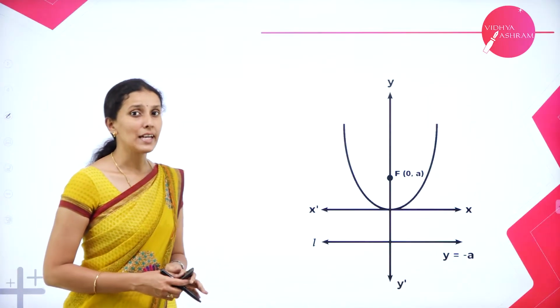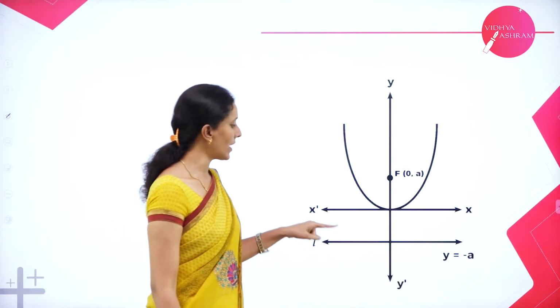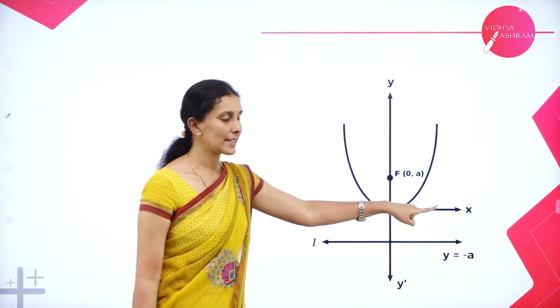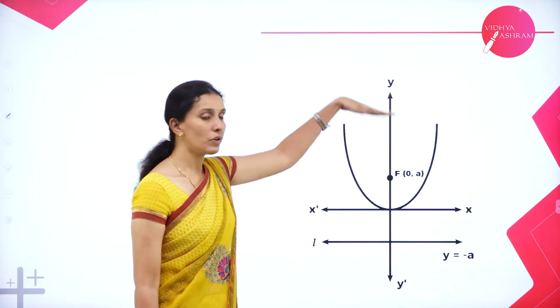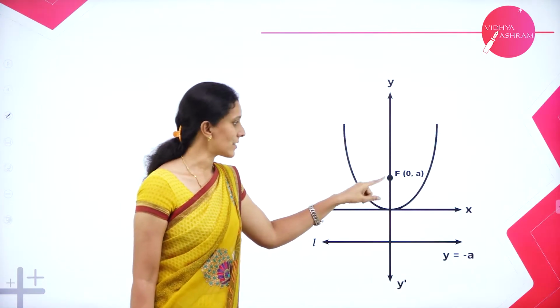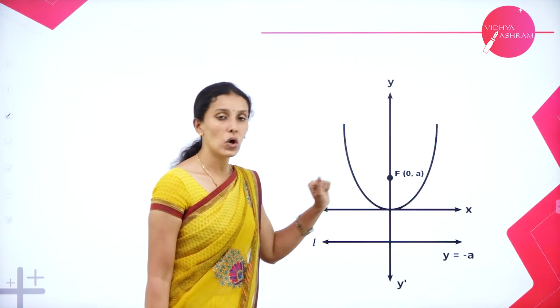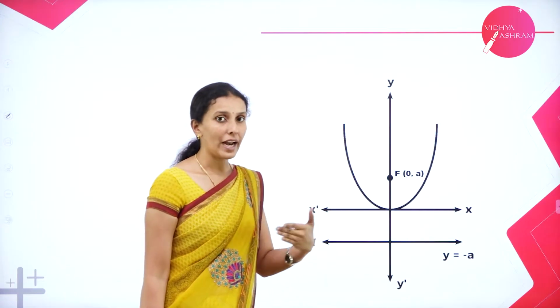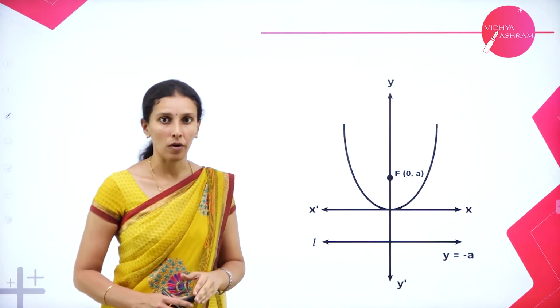So the next one is the upward parabola. Here also you can see, so it is x-axis and the curve is open towards y-axis. So clearly the focus lies on the y-axis. On the y-axis, x coordinate is 0. So therefore we write the focus in the form of 0 comma a.